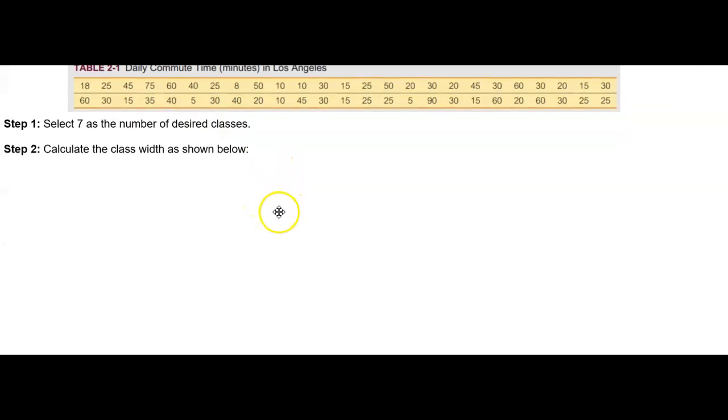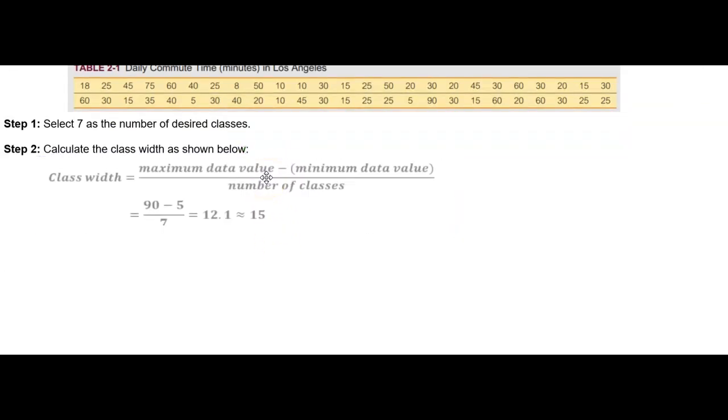Now remember that the class width is the following. The class width is the maximum data value minus the minimum data value divided by the number of classes. So let's take a look at our values here. What represents the maximum data value in our data set? Well, if we look at all the numbers, we're going to see that 90 is going to represent the maximum data value. Okay, now what is the minimum data value? Well, the minimum data value is 5. So therefore 5 is the minimum data value.